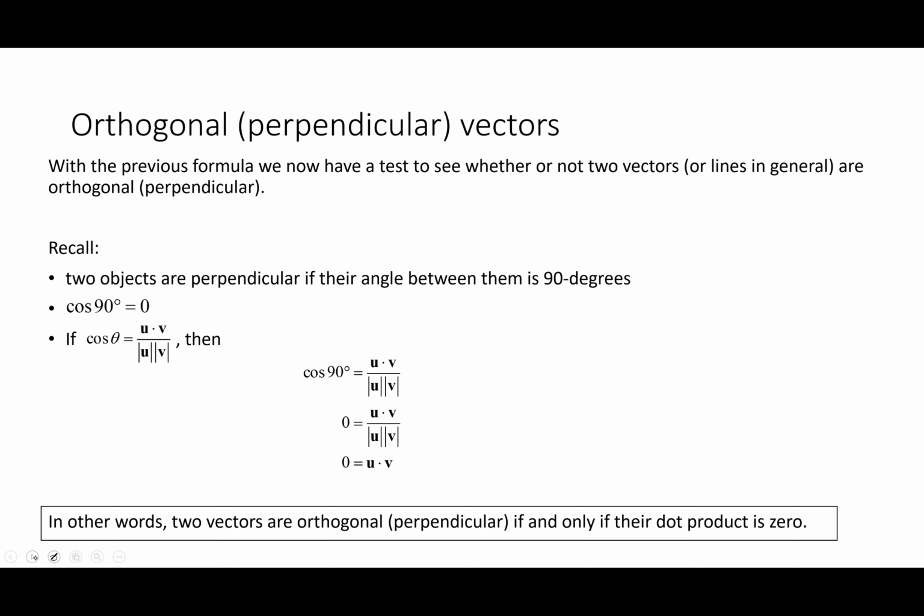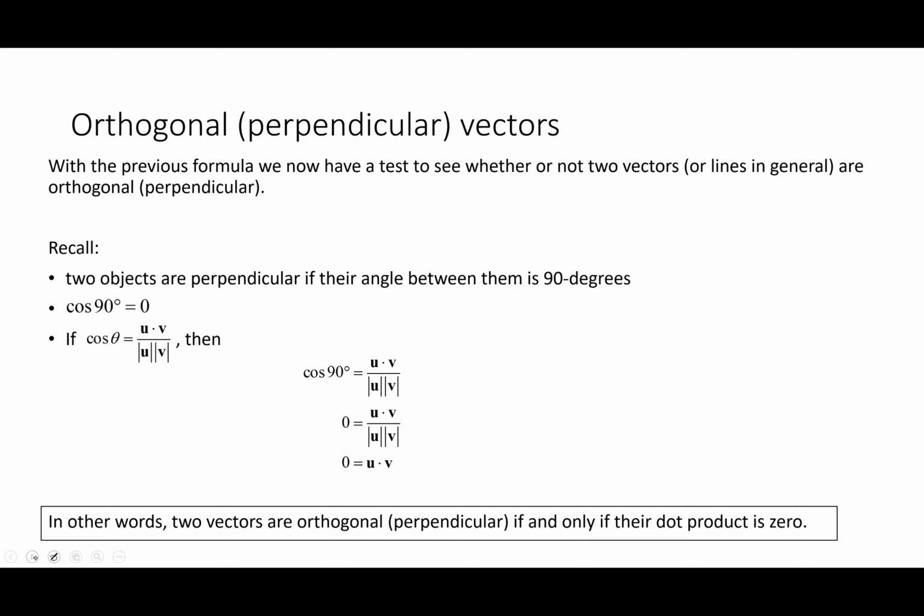And it seems like a random, gee, why would I care? But if you do study calculus, physics, and engineering, it turns out that it's super duper important to know when things are perpendicular to each other. So it's always nice to have an easy test. Well, with the previous formula, cosine theta equals the dot product divided by the magnitudes, we now have a test to see whether or not two vectors, or lines in general, line segments, are orthogonal or perpendicular. How do we know that?